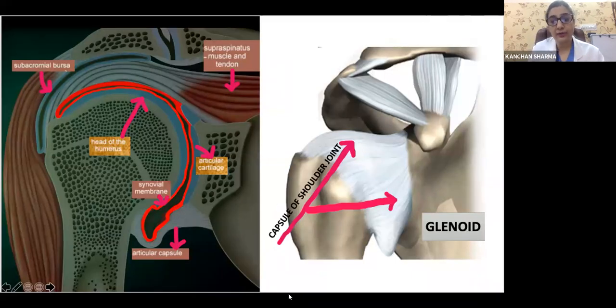Now we have talked about the capsule. So this is how the capsule looks like. Okay, now this capsule inside will be lined by your synovial membrane. The red one which you are able to see is your synovial membrane, right, which lies inside your capsule.